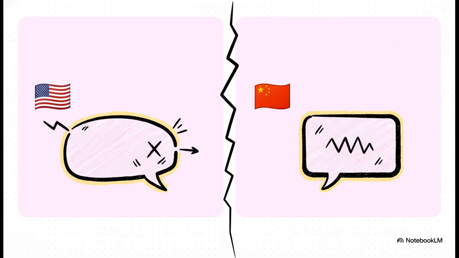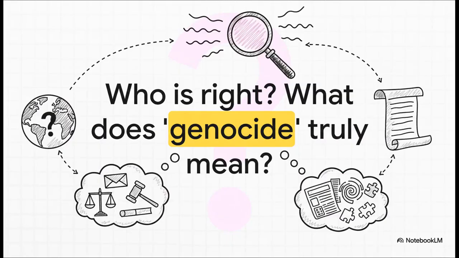I mean, look at this. On one side, you have the United States saying flat out, China is committing genocide. And on the other, you have the Chinese government calling these claims outrageous lies. You literally cannot get two more opposite positions. So how in the world do you make sense of this? Who's right? Well, to find the answer, we have to look past the headlines and really dig into the word itself. Because what genocide means, according to international law, well, it's probably not what you think it means.